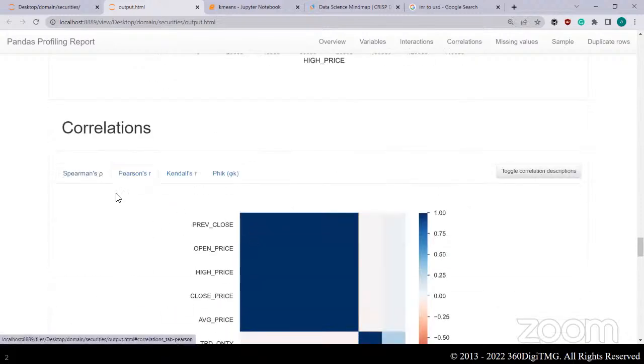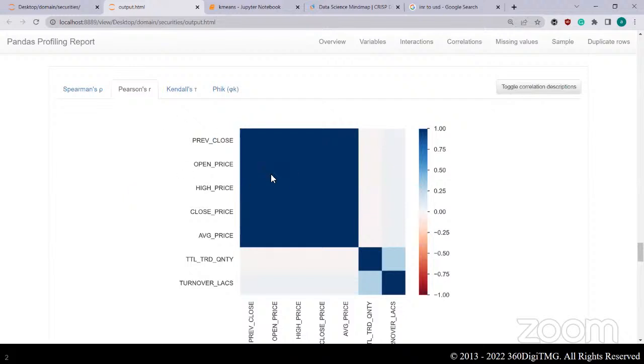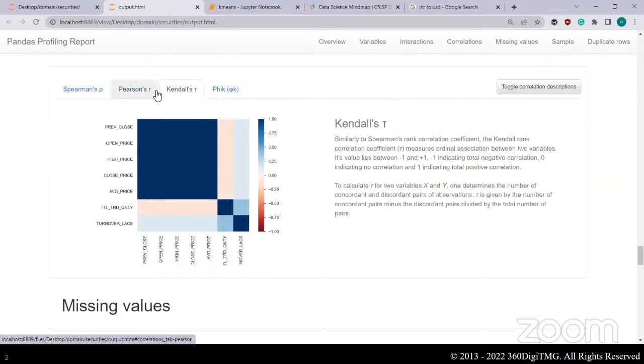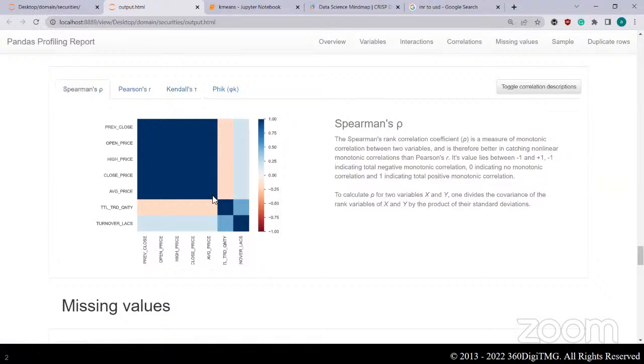Then you can take a look at the correlation. In correlation, you can take a look at Spearman's, Pearson's, Kendall's, Phi. So you can see here using Pearson's that we have basically perfect collinear relationship between 5 of our columns. And the rest of them are displaying very low correlation. So maybe that is something that we need to keep in mind. Anyway, you can notice that the correlation is very high.